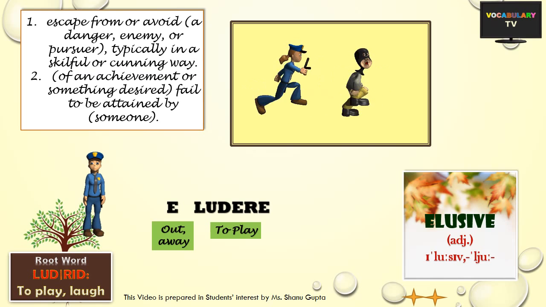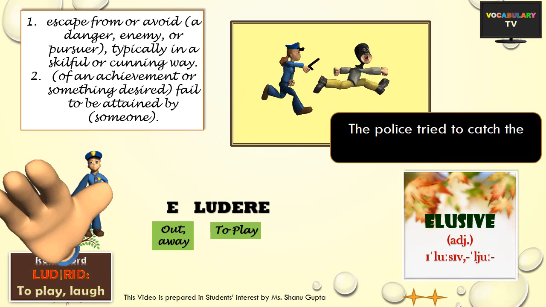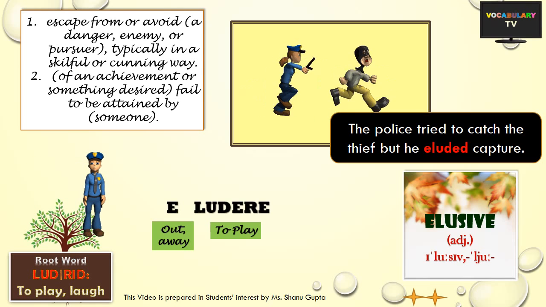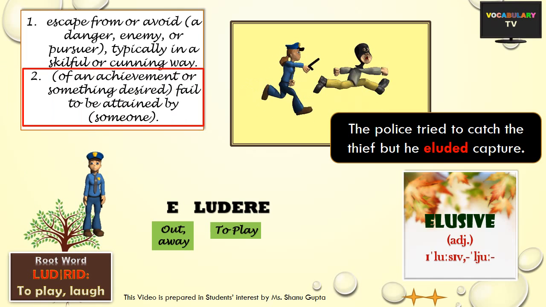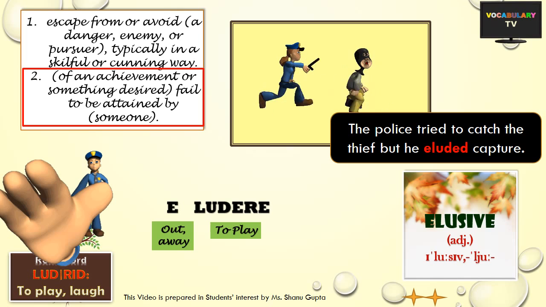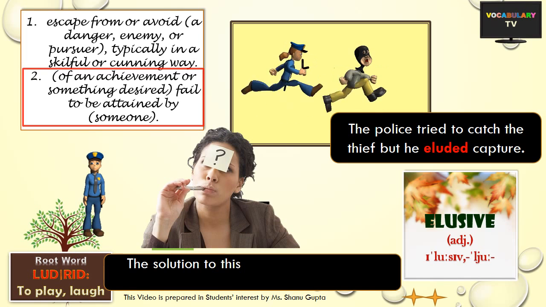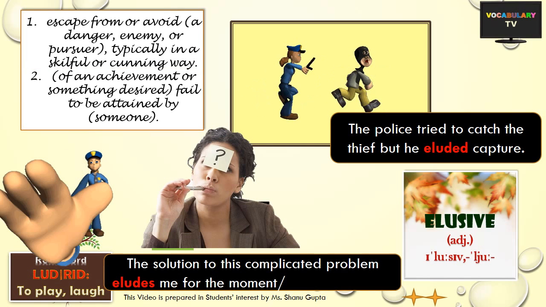For example, the police tried to catch the thief, but he eluded capture. The second one is when someone fails to attain something that was desired. For instance, the solution to this complicated problem eludes me for the moment.